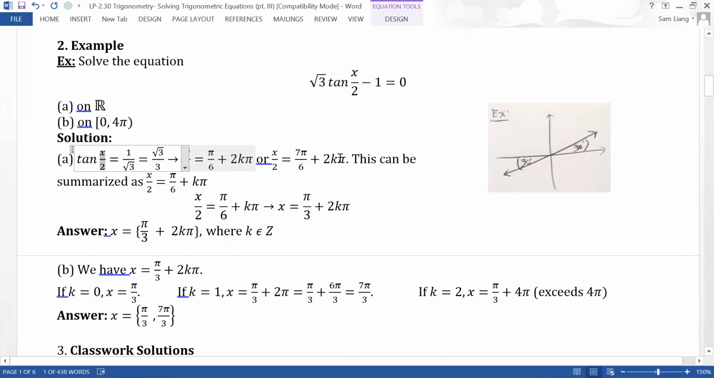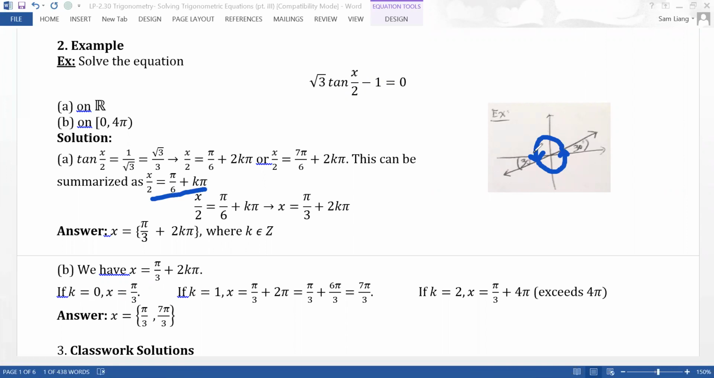And we're going to add 2k pi to both, because a full rotation will give us the same location or the same answer. But note here that I summarize this as pi over 6 plus k pi. So instead of adding 360 degrees, I'm going to add 180. From 30 degrees, if I add 180, you're going to get here. And then if you add another 180 to 210, you end up at this location here. Well, 180 plus 210 is 390, so you end up at the same location as 30 degrees. So this can be summarized as pi over 6 plus k pi.